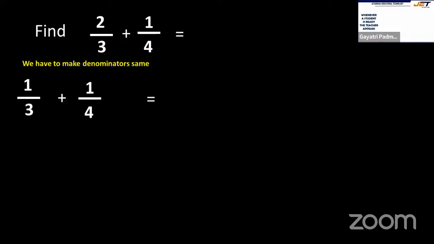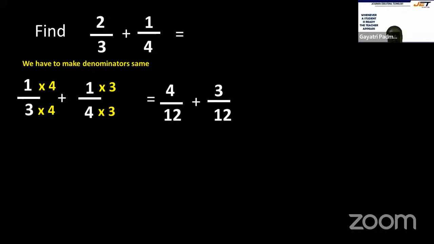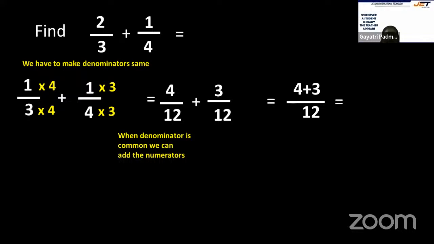All right, let's see. First thing is, we have to make the denominators same. Then you can add. So here you have 2 by 3 plus 1 by 4. So we are multiplying and dividing by 4, and here we are multiplying and dividing by 3. So it becomes 8 by 12 plus 3 by 12. So when denominator is common, you can add the numerators. It is 8 by 12 plus 3 by 12.